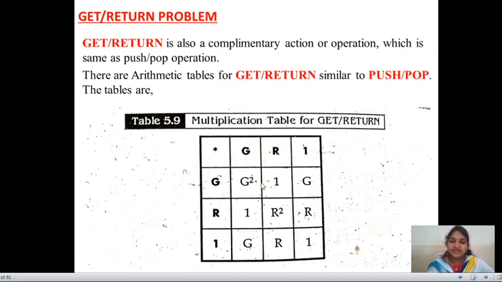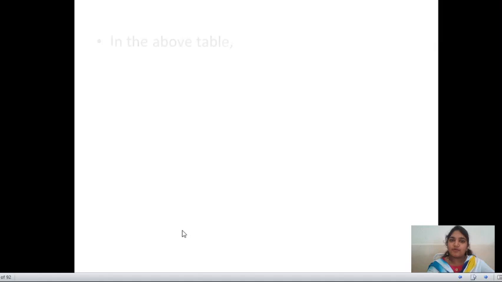So G star G is nothing but G square. G star R is no operation. G star 1 is G. Same as RG means one operation. R star R is R square. R star 1 is R. So 1 into G is G, 1 into R is R, 1 into 1 is no operation. So this is nothing but the get or return problem.